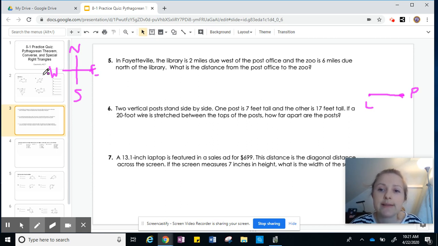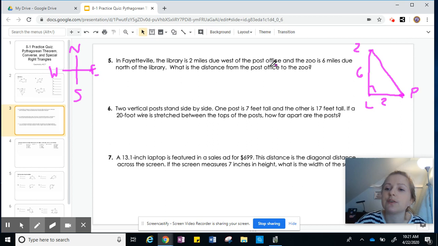And the zoo is 6 miles north of the library. So the zoo is up here. So that's the zoo. So we're making a right triangle here. 2 miles west, 6 miles north, right triangle. What is the distance from the post office to the zoo? So let's call this x. So now we've got a right triangle here. So x is our hypotenuse.